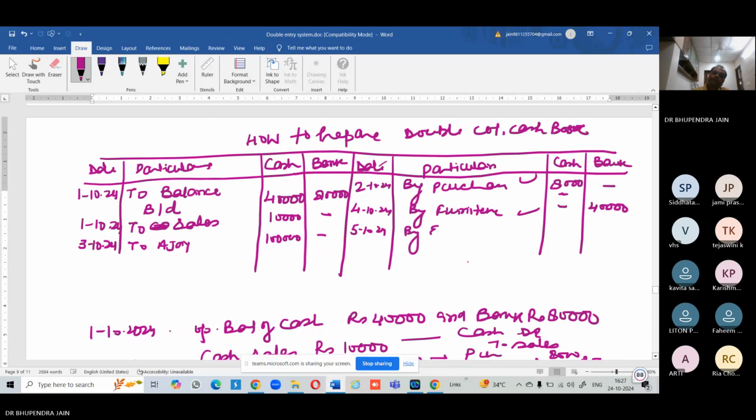2024. By electricity bill in the bank column, how much? 4,000 rupees. By using only this transaction in the cash book or double column cash book, you can easily understand this transaction. Okay, this is a transaction regarding the electricity bill paid through bank. Now the next entry, the last transaction.